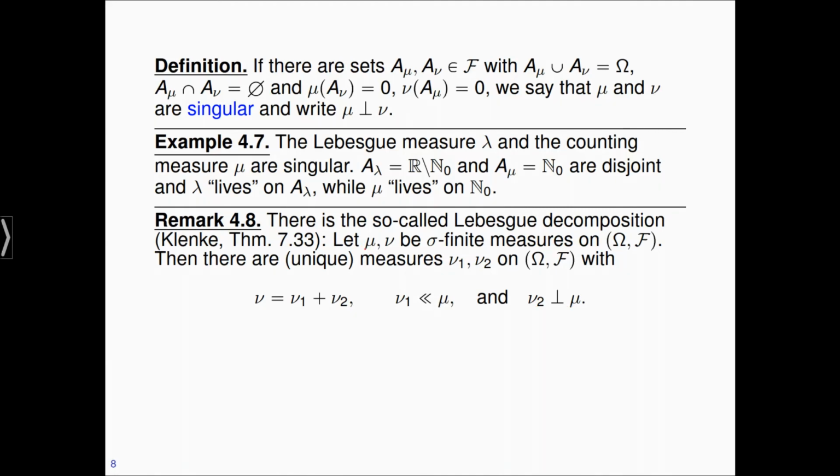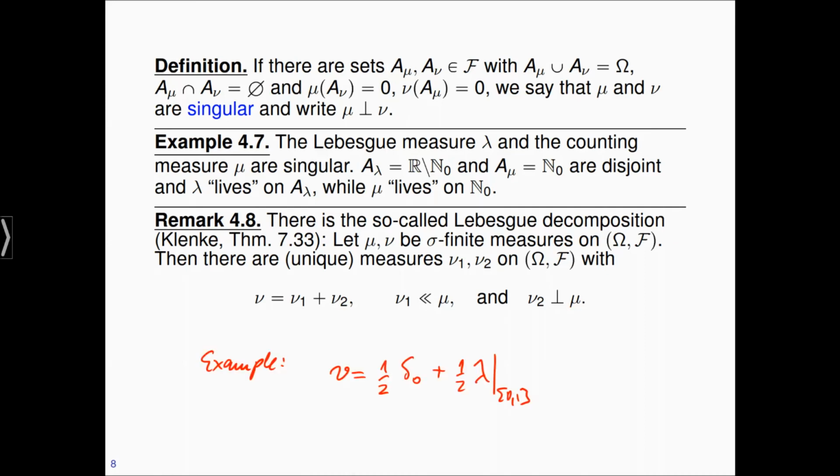So think of this as follows. Mu is your reference measure, and nu is the new measure in a sense. And this has two parts. One part that is sort of compatible with mu, that is absolutely continuous with respect to mu, and the other part is perpendicular, is singular with respect to mu.